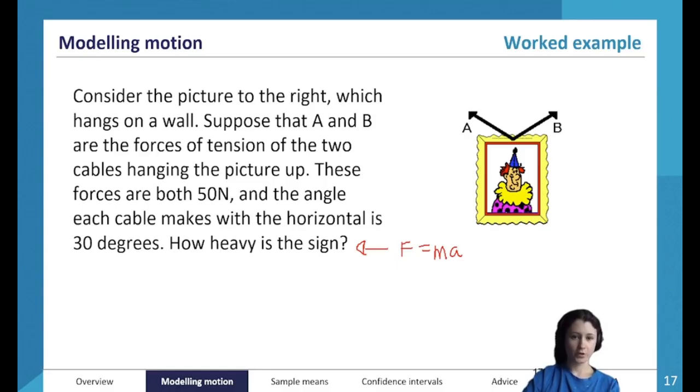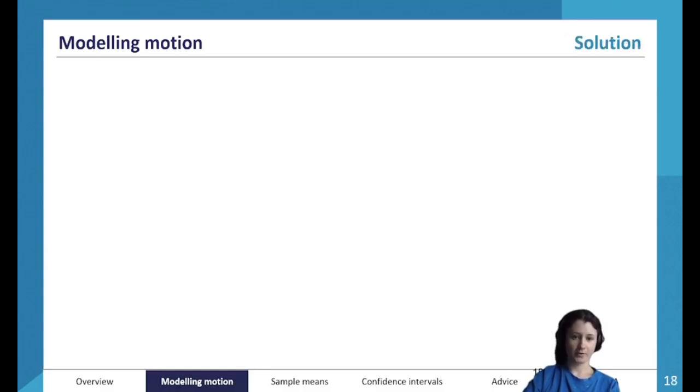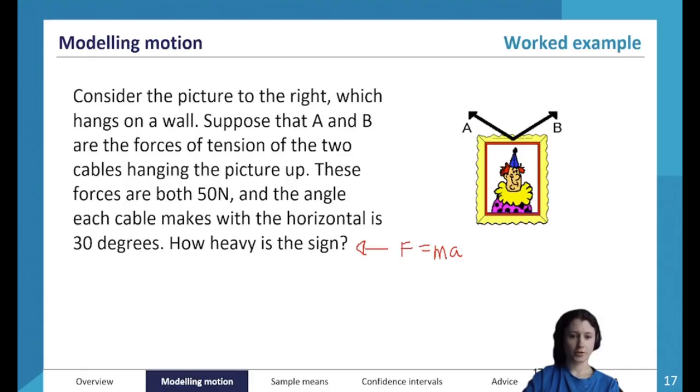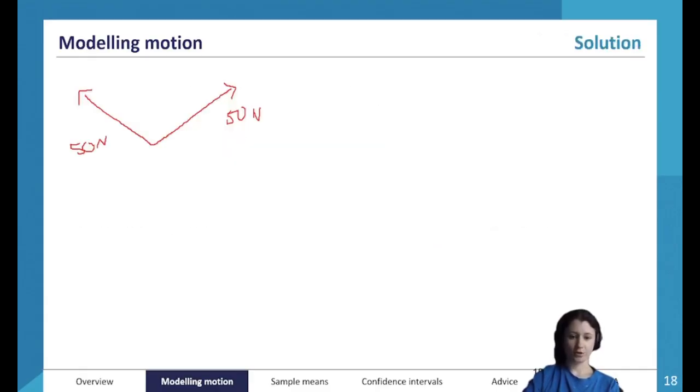So we have the two forces hanging the picture up and they're both 50 newtons. We have them both like this, and both of the forces are acting like this because they're holding the painting up. 50 newtons, 50 newtons. We also know that each cable makes an angle of 30 degrees to the horizontal.